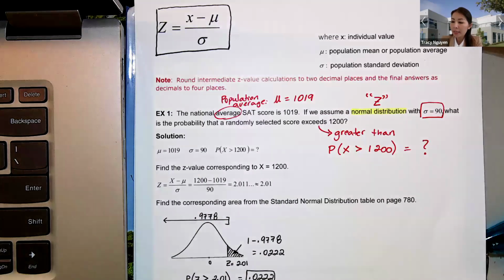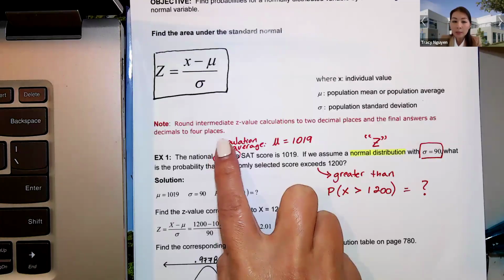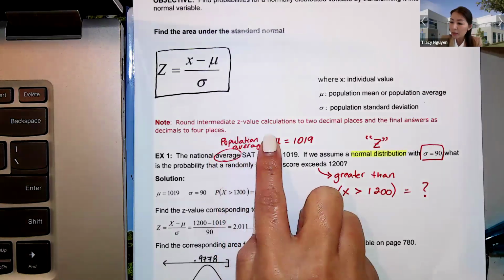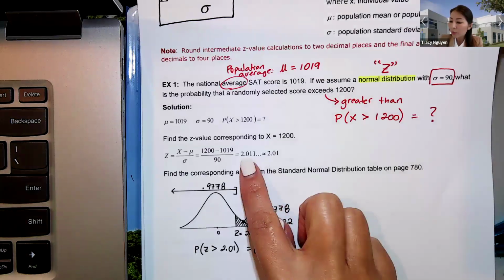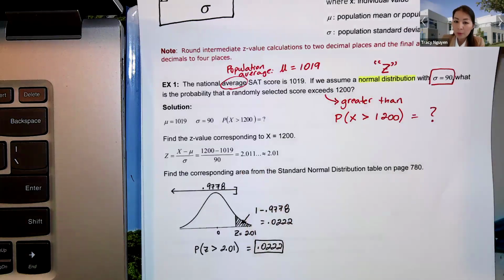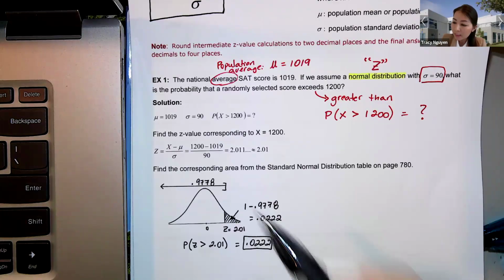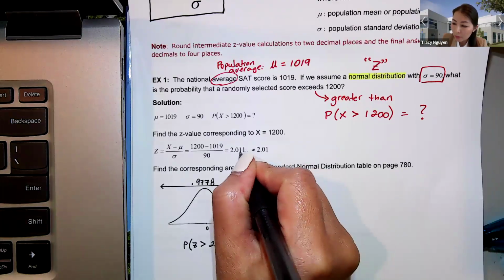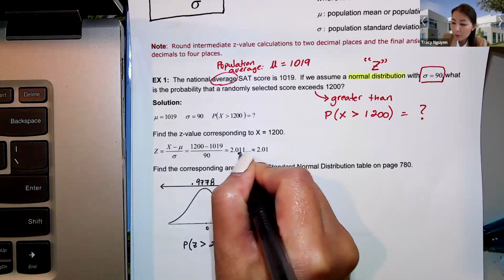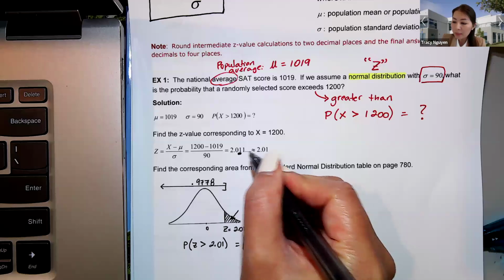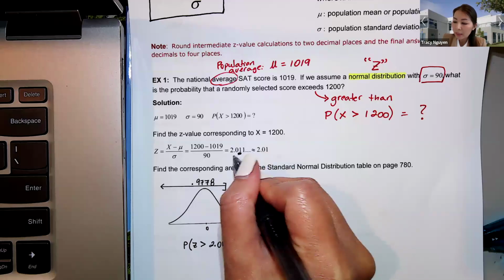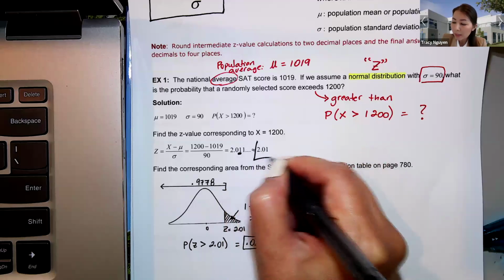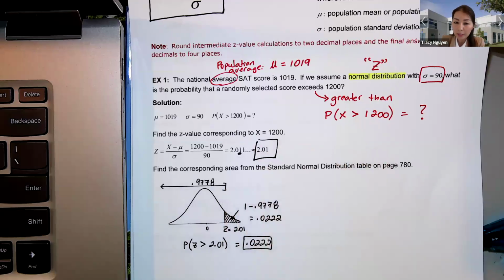Now, what did we say here? Round the intermediate z-value calculation to 2 decimal places. So now I'm going to take 2.011. I'm going to underline the second digit, which is this one right here. We're going to look at the digit to the right. Because the digit to the right is less than 5, we're going to keep the underlined digit as is. So we'll round to 2.01.